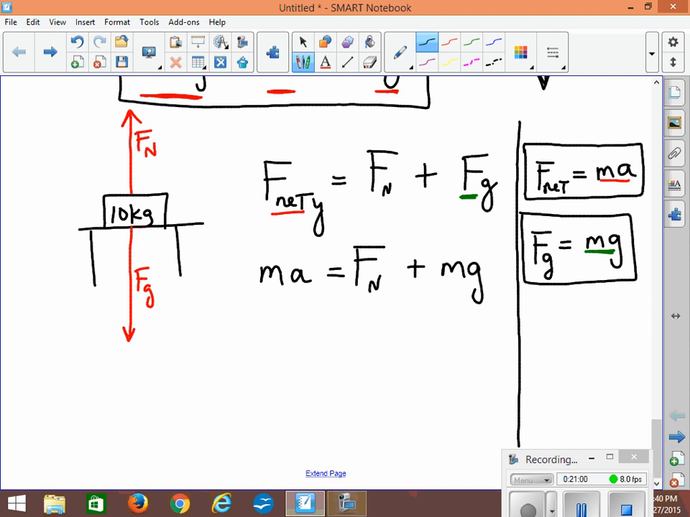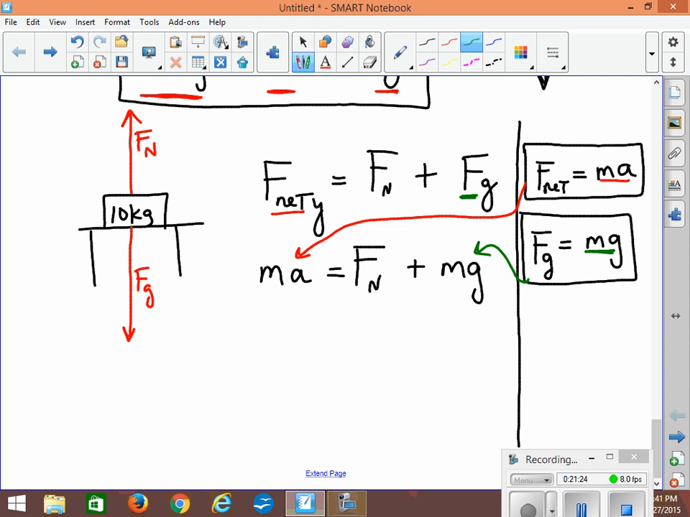Okay, so the first thing we do is replace whatever we can with simpler expressions that they represent. So you see how we used Newton's second law to turn that into that, and we use this to turn the force of gravity into that. Now we have another problem.